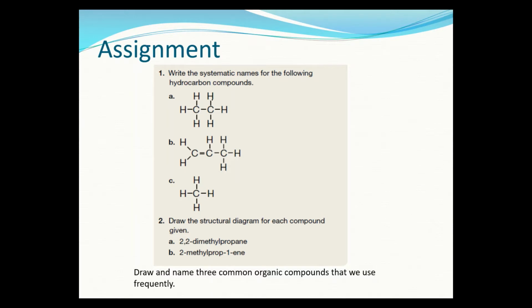So this has 2 carbons, so this is eth, and it's all single bonds between the carbons, so it's ethane. We have 3 carbons, so it's prop, and we got a double bond, so it's propene. You could answer this prop-1-ene as well, but it's not necessary, and I wouldn't mark it wrong. And then this has got 1 carbon, so this is methane.